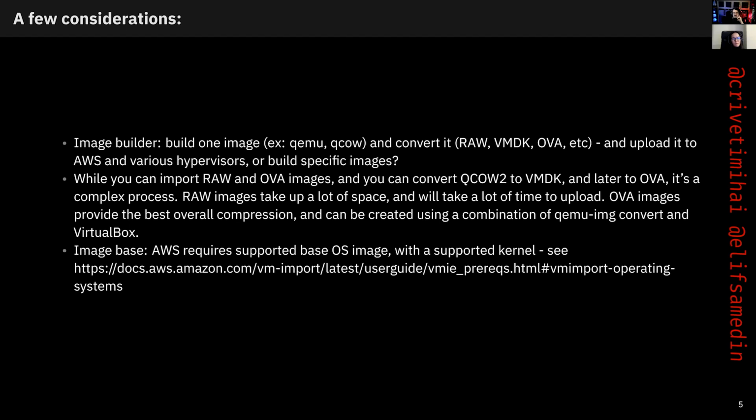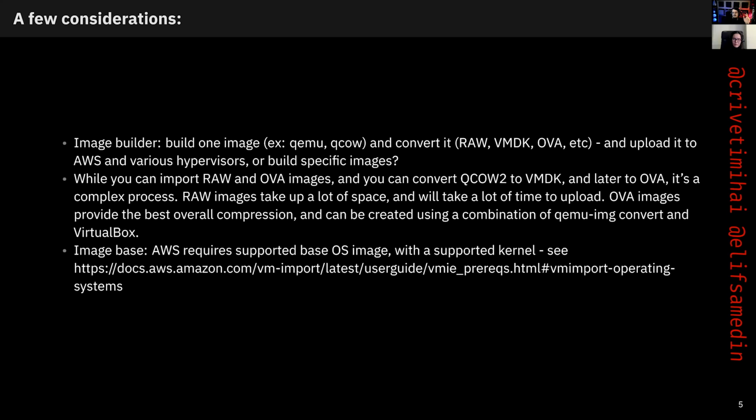A couple of things to consider when approaching the build like this. I can definitely build a single image. So I can use the QEMU builder, and then I can convert it: QEMU to raw to VMDK, or using VirtualBox, I can convert it to an OVA file, and then I can upload it to AWS. I can upload it to various hypervisors. I can also use the different Packer build options to build specific images. So I can use one of the four AWS builders to build my image directly on AWS, starting from an AWS image. So there's an architectural decision for you to consider.